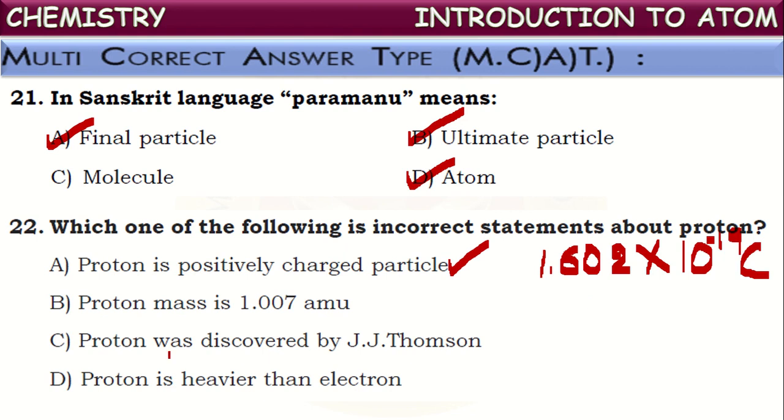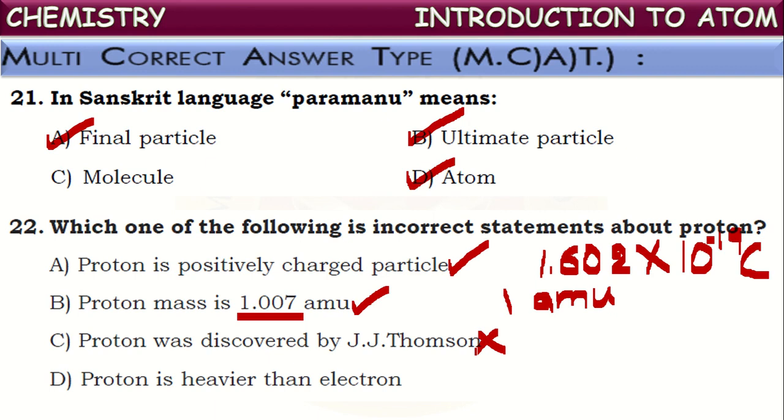Okay, that is correct. And the mass of proton is 1.007 AMU. This is also correct, and it is relatively taken as 1 AMU. The mass of proton is considered as 1 AMU relatively, but to say accurately it is equal to 1.007 AMU. That is correct. Next, proton was discovered by J.J. Thomson. Is it correct? No. Proton was discovered by Goldstein. J.J. Thomson first discovered electrons. After that, protons were discovered by Goldstein, not J.J. Thomson. So it is an incorrect statement.